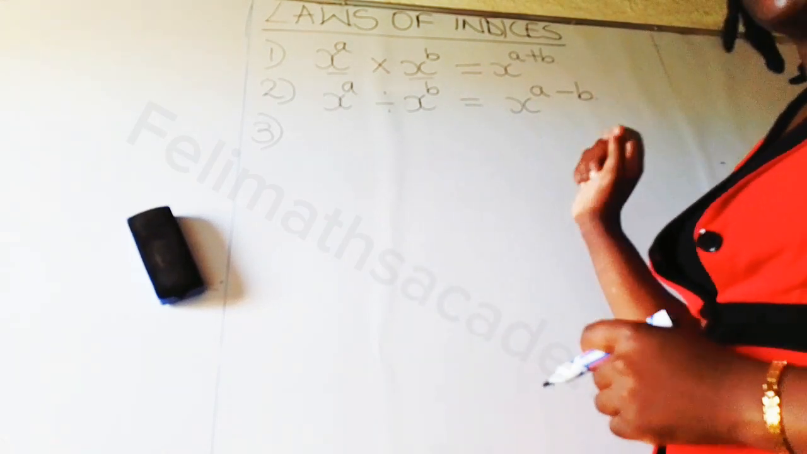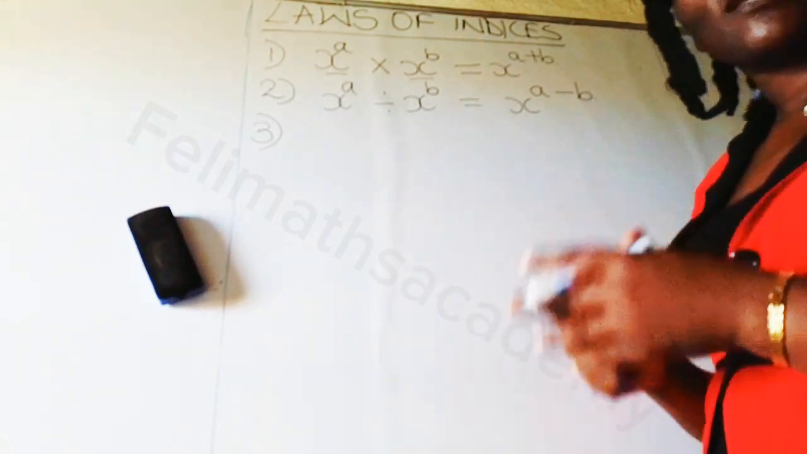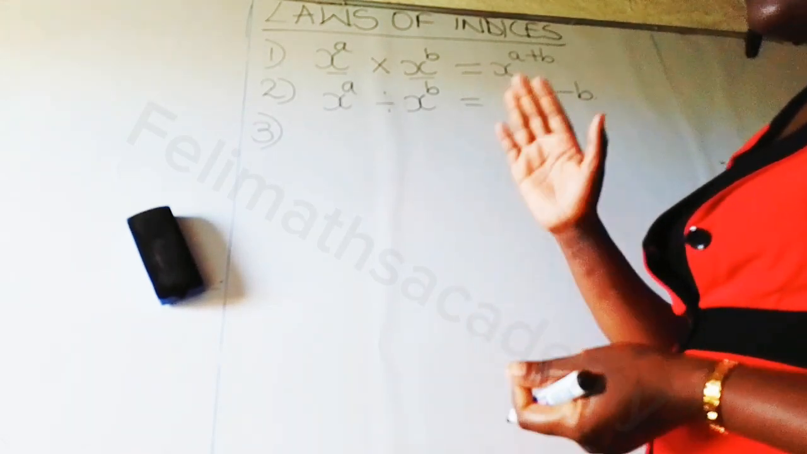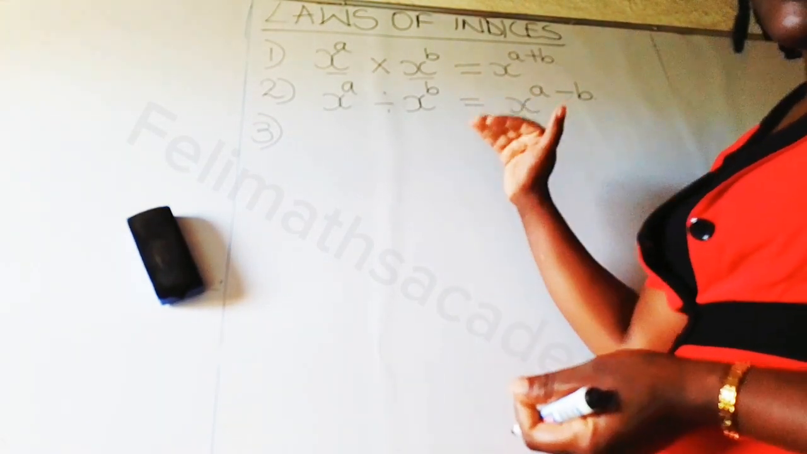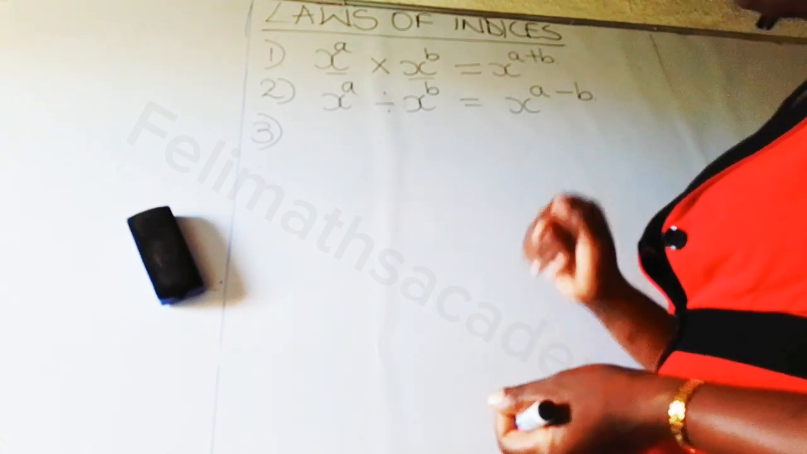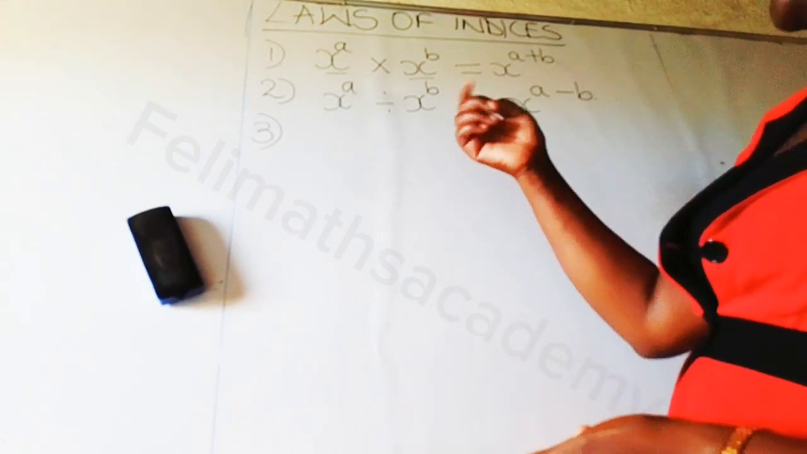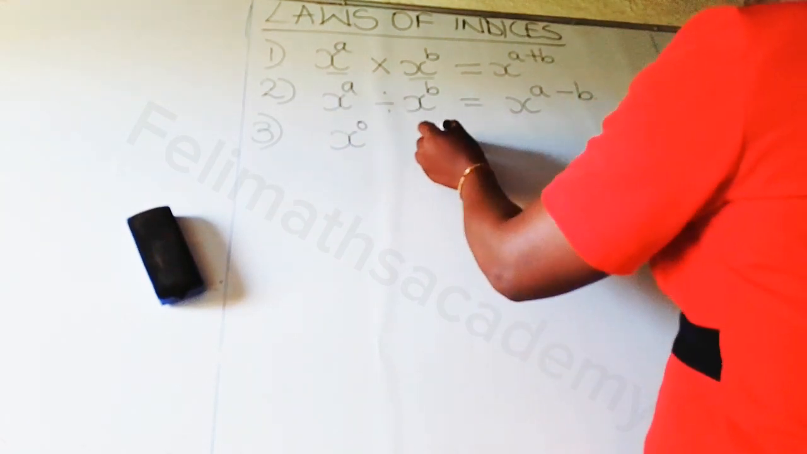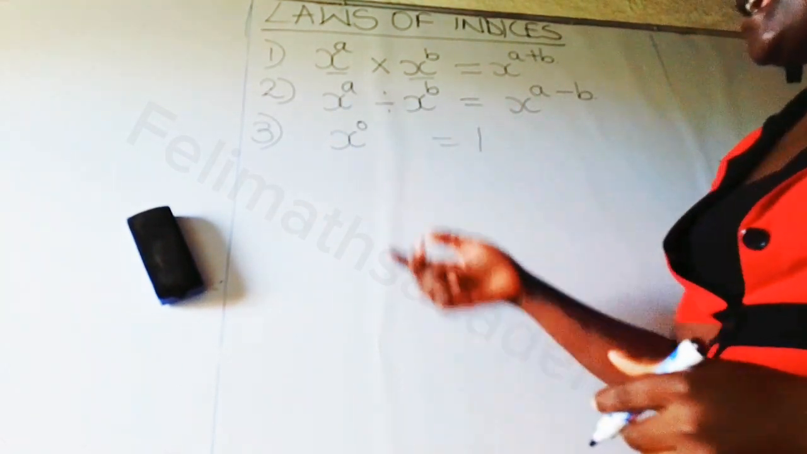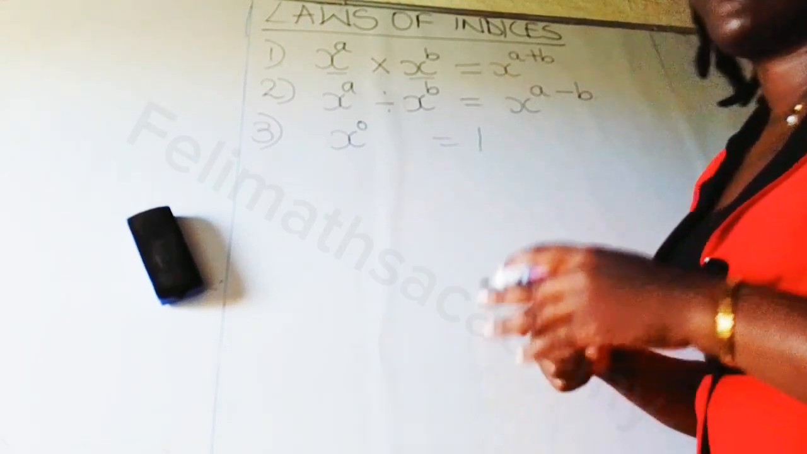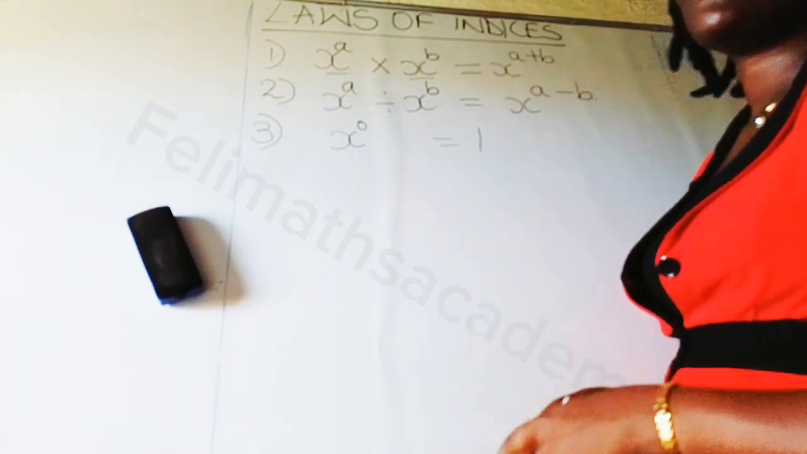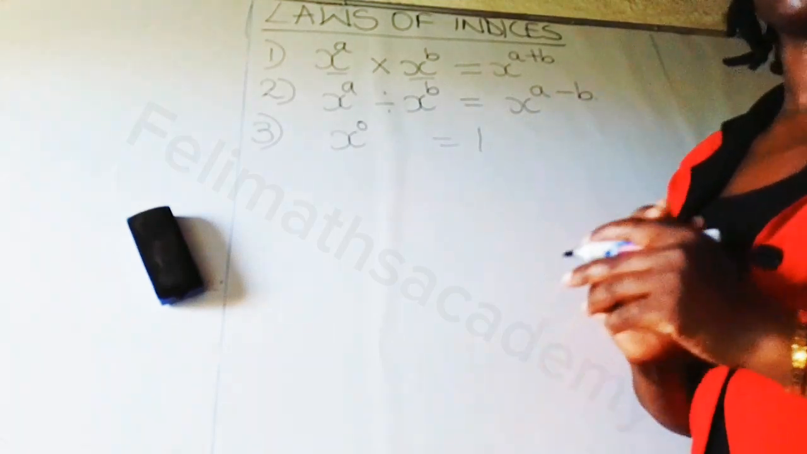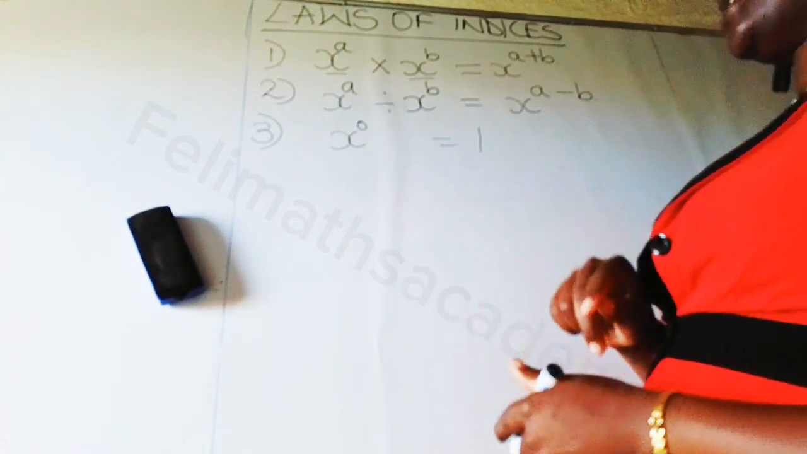jot these laws down. We are going to apply them to some questions that I'm going to put up after summarizing the laws of indices. The next law: any number raised to the power 0 is equal to 1. A to the power 0 is 1, 1 to the power 0 is 1, 2 to the power 0 is 1, x to the power 0 is 1. Anything raised to the power 0 is 1.